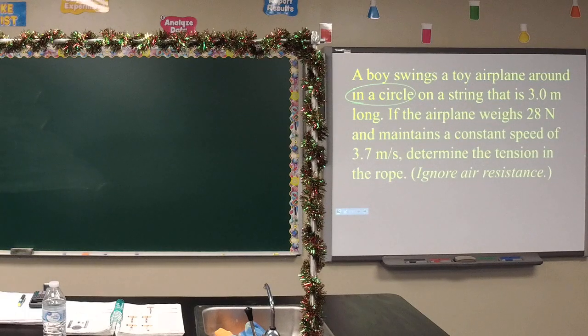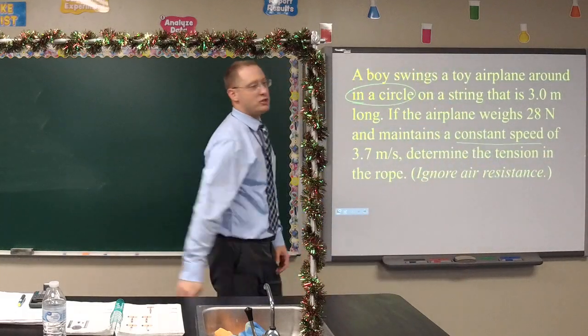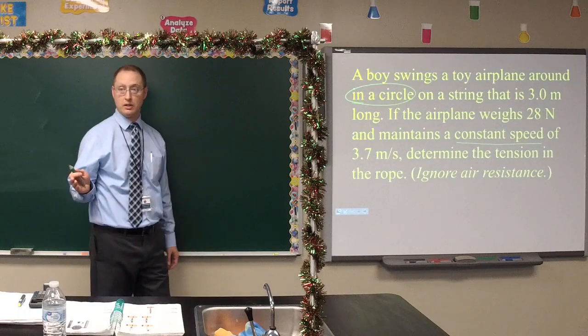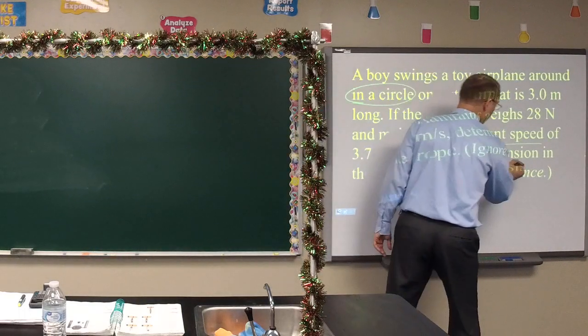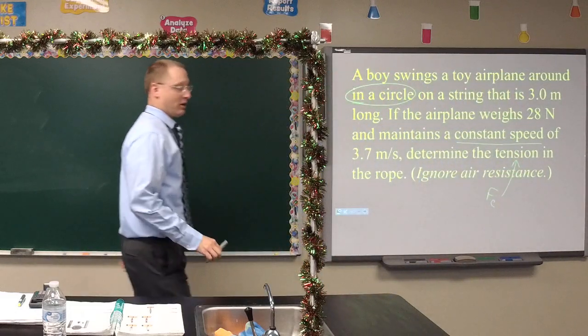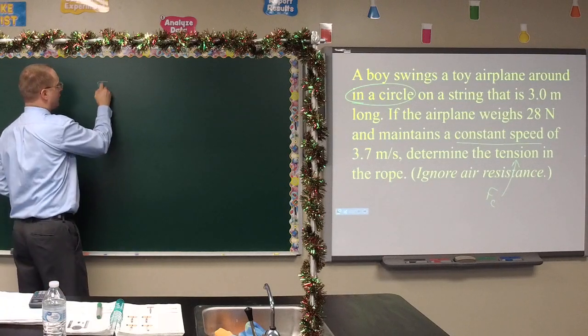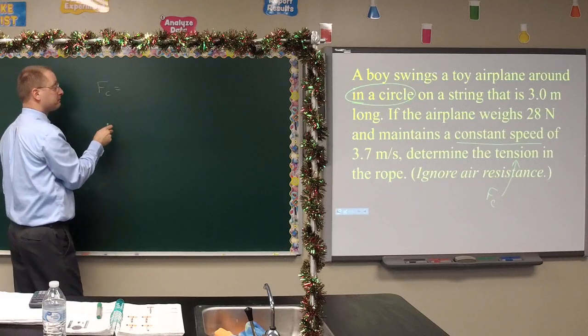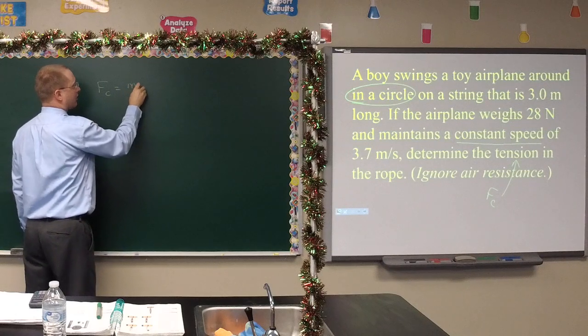If it's going around in a circle at a constant speed, what do we have going on here, class? Centripetal force. So when it says determine the tension, that is the centripetal force. It doesn't actually come right out and say find the centripetal force, but that's what's being implied. Does that make sense? So to find centripetal force, what's that equation, class? F sub c equals mv squared over r.